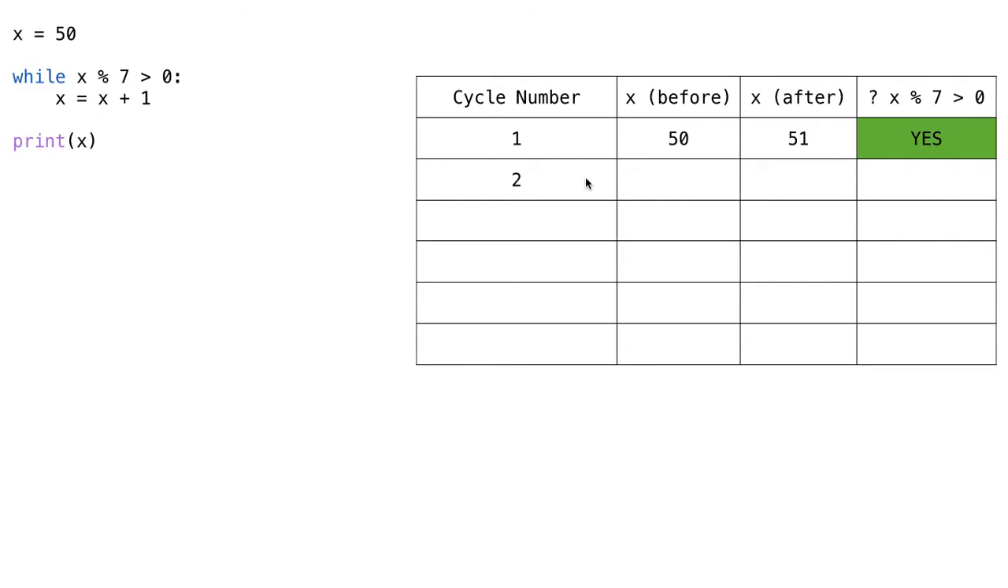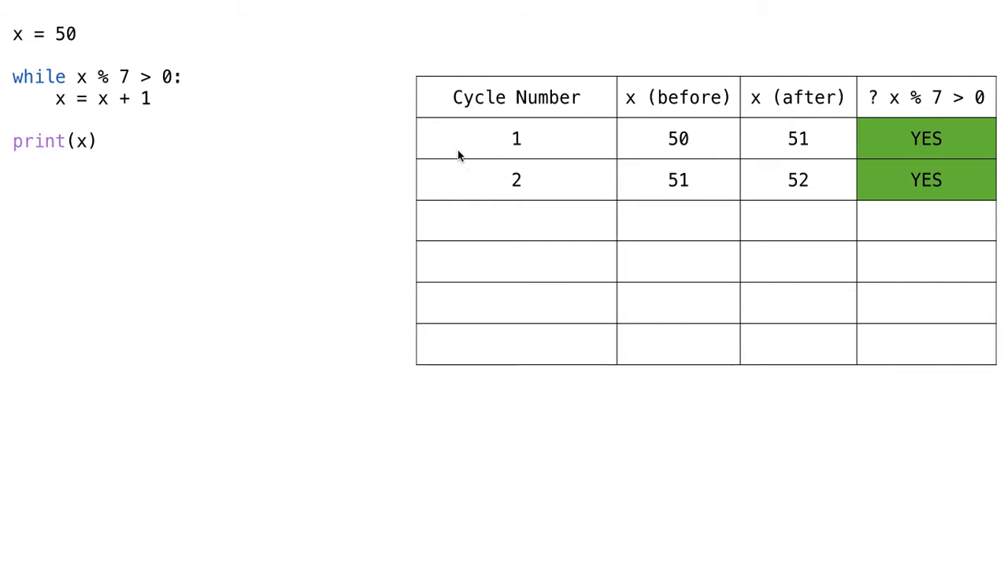So the second time through the loop, the beginning value for x is just what we had left over at the end of the previous cycle, which is simply 51. We add 1 to x again, which is 52. Now we ask this question, 52 modulo 7, is that greater than 0? 52 modulo 7 is 3. 3 is greater than 0. That condition is met, so we continue running through the loop.